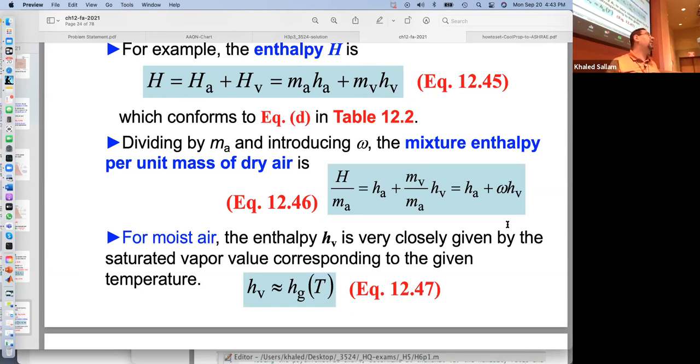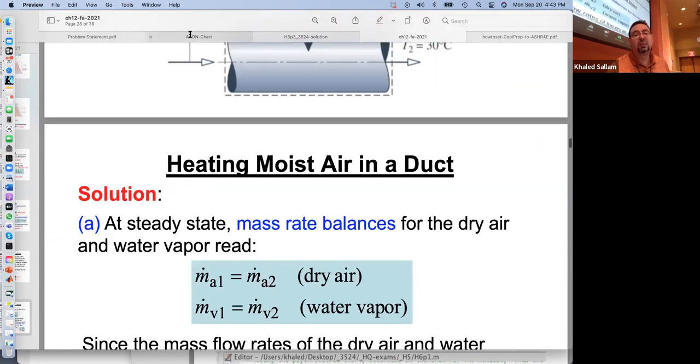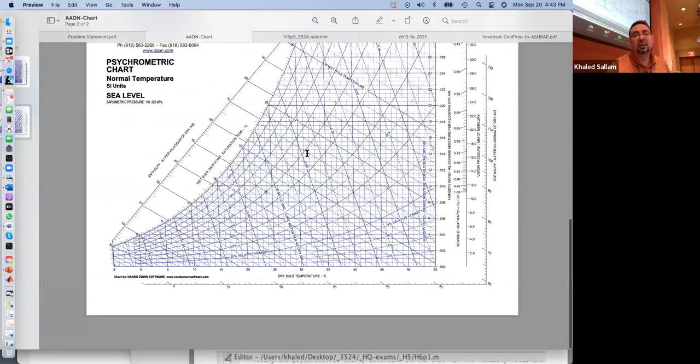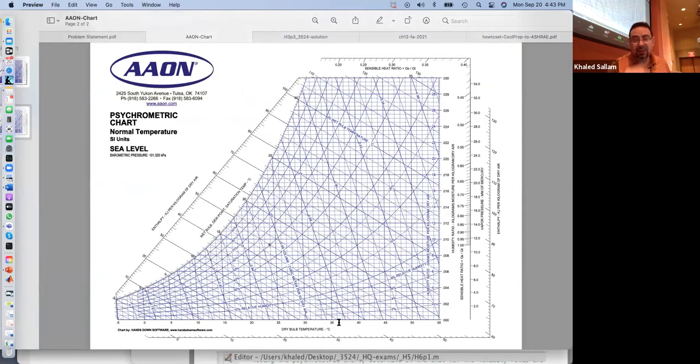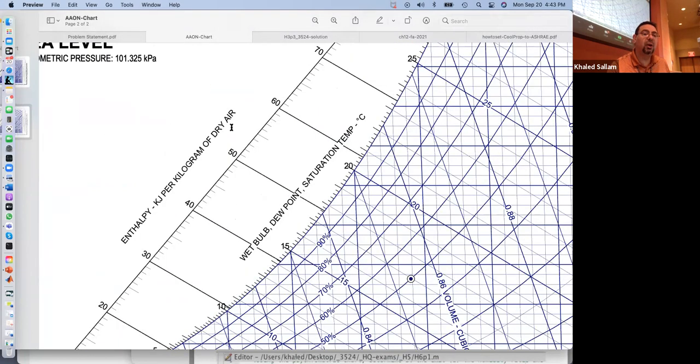And so if I want to make it per unit mass, now the problem is which unit mass? Air, water, or mixture? You would think that the thing that makes sense should be the mixture, but no, the convenient way, even if it does not make sense, is to use it per dry air. And that's what the psychrometric chart was basically normalized with. So the enthalpy is kilojoule per kilogram dry air.